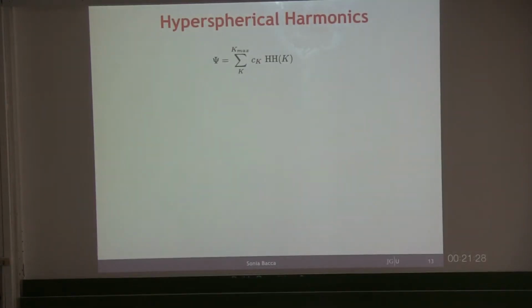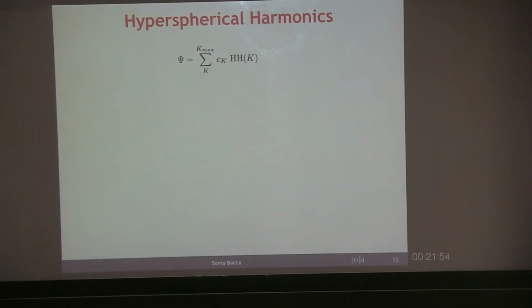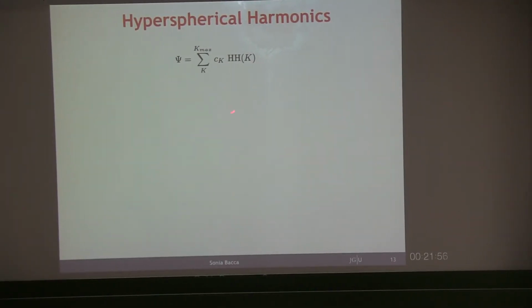Hyperspherical harmonics are a special basis that you use to expand your wave function. You all know what spherical harmonics are, because you all have solved the hydrogen atom, right? So these hyperspherical harmonics are just the coupling of various spherical harmonics with some polynomials attached to it to describe an A-body nucleus. They can be constructed recursively. They have very nice convergence properties. But for now, just see them as a basis you use to expand your wave function.